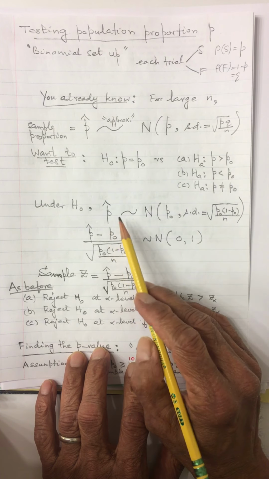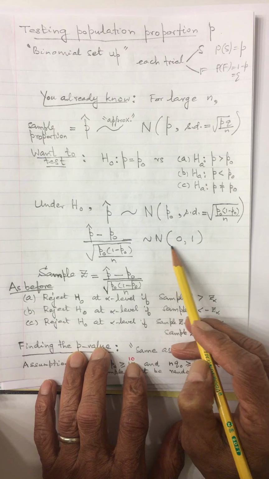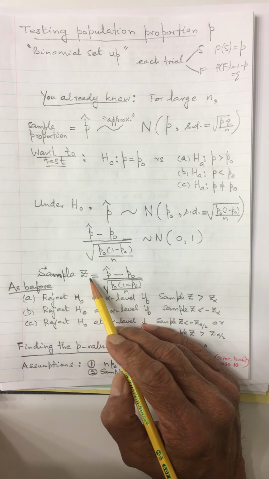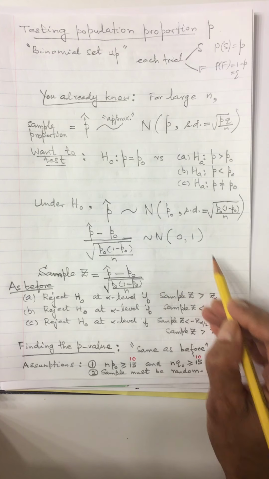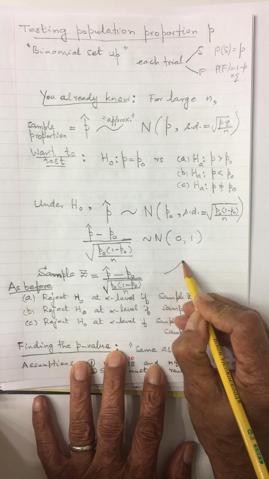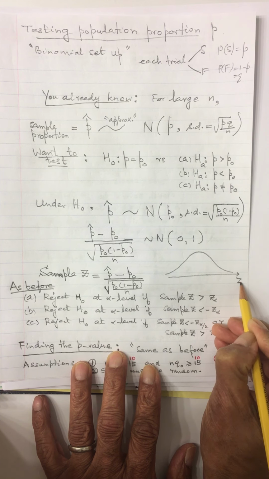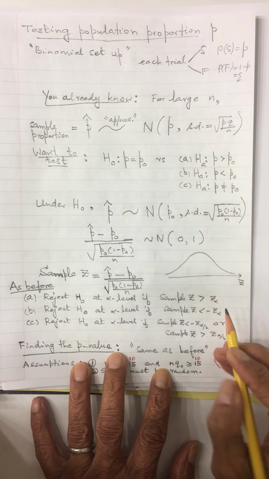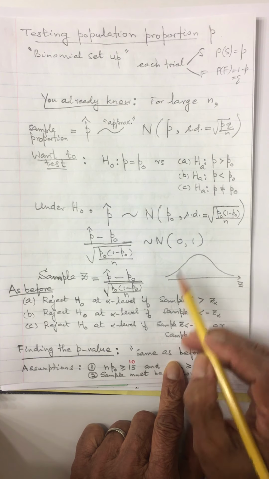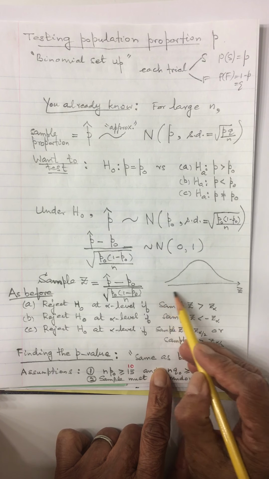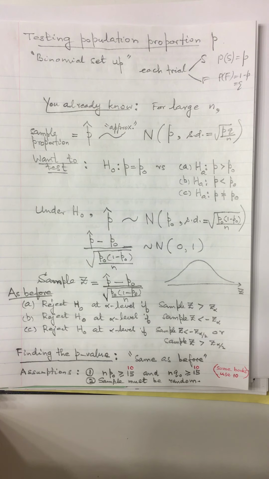If you subtract the mean and then divide by the standard deviation, that is the z curve. So the sample z is this one, and this quantity is supposed to follow this z curve. Depending on the alternative hypothesis, your rejection region is on this side for part A, on the lower tail for part B, or for part C, there are two rejection regions, one on this side and one on that side.